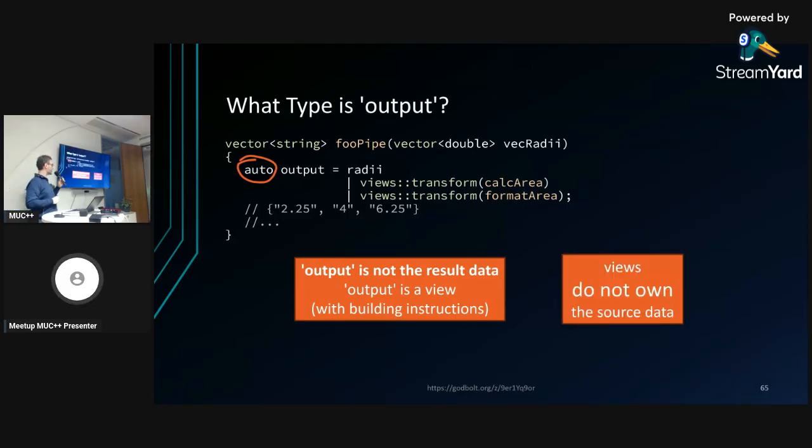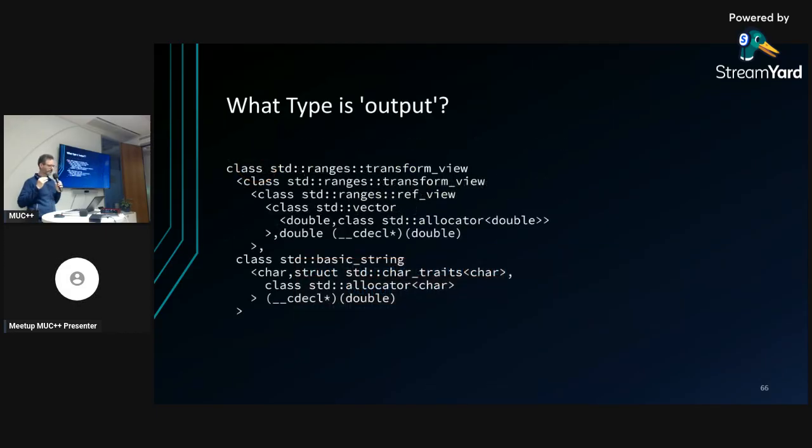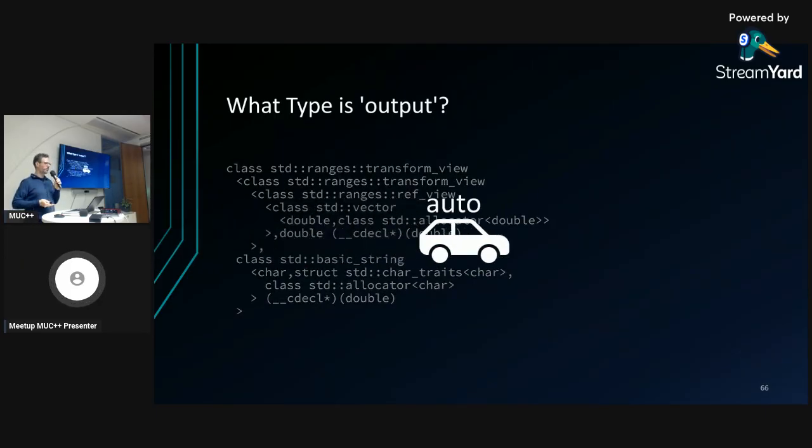They typically don't own the data. So if somebody steals all your ingredients while you're baking, that's undefined behavior, or at least you will not get cake. And they are lazy, which means constructing the views costs almost nothing, probably memory. But when you start drawing out data from them, then they will provide the data on demand. And this is the actual output type. It varies by compiler. This is MSVC, but it doesn't look much prettier for GCC and Clang. And auto is pretty much the only way to use it in practice.